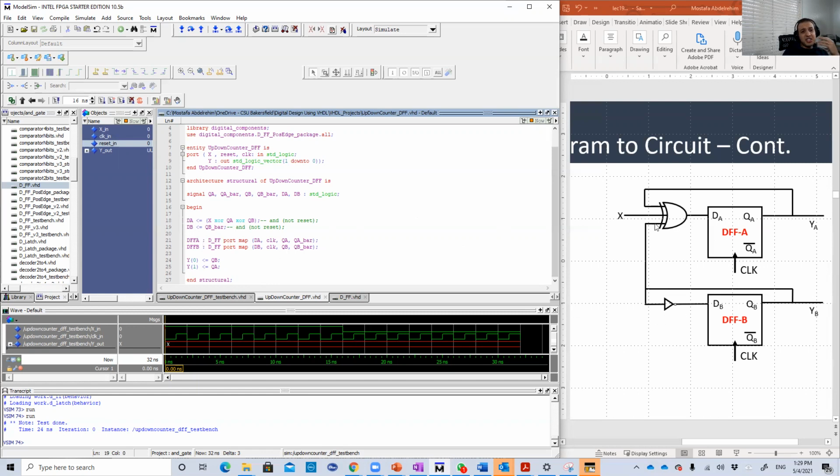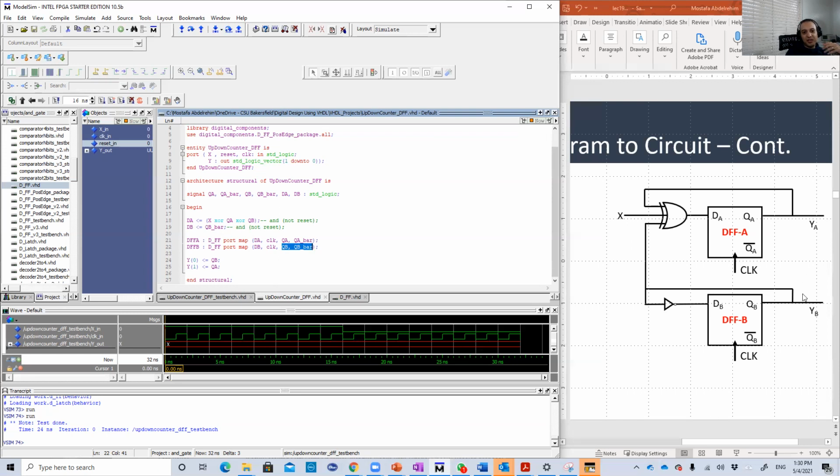Now I have already a D flip-flop package. So I included this package and instantiated it two times, for D flip-flop A and D flip-flop B, okay? So let's check the inputs and the outputs of both flip-flops. D flip-flop A has input DA, and the clock, of course. Then the outputs are QA and QA bar. D flip-flop B has an input DB, and of course a clock, and two outputs, QB and QB bar.